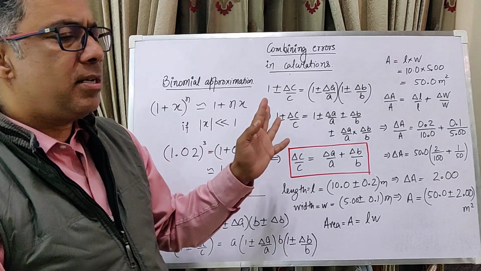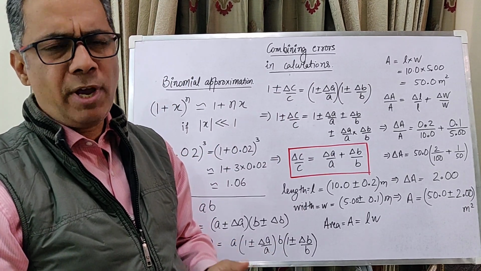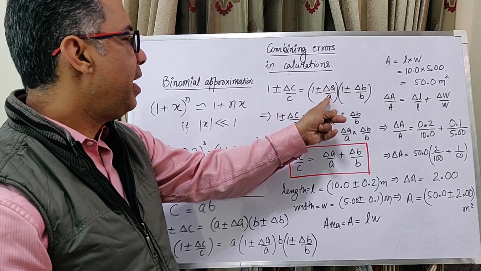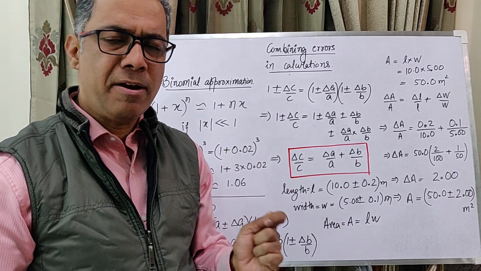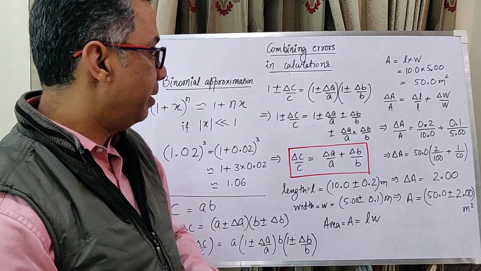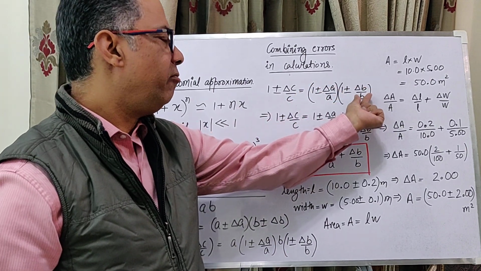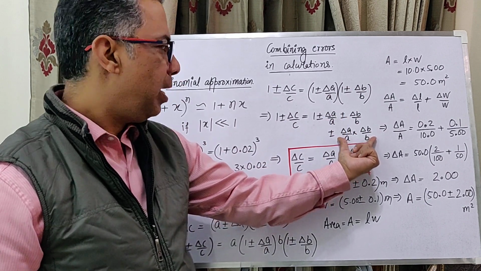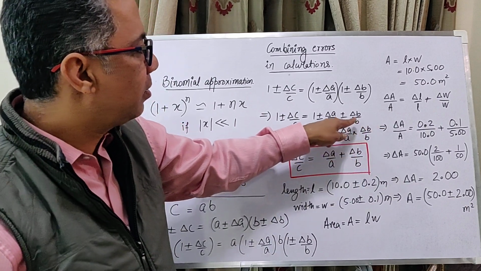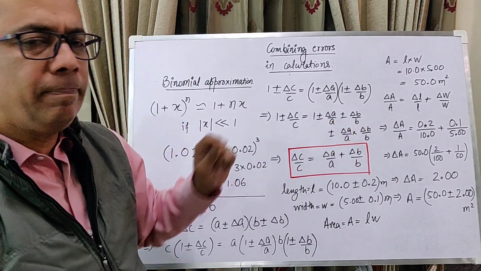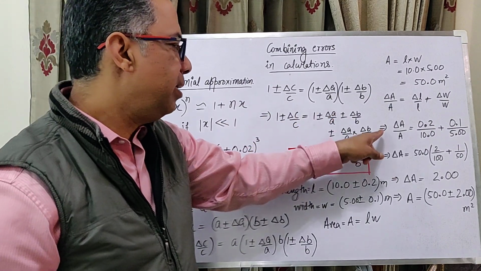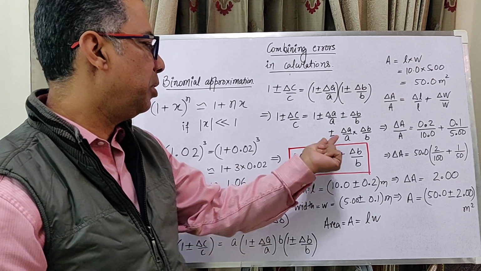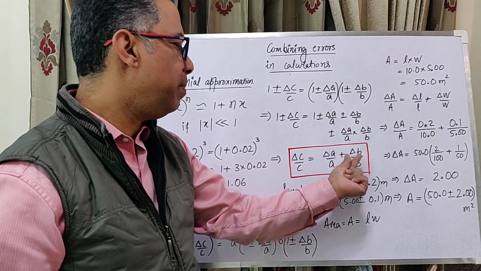Now remember that errors are typically fairly small. These errors are like 1, 2, 3, 4%. And so delta A by A would be of the order of 1 by 100 or at most 1 by 20. So these are small numbers. And when we multiply very small numbers, the resulting number is very, very small. And so in this calculation, this quantity here can be easily neglected. So we neglect this and cancel 1 on each side of the equation, and we get delta C by C equals delta A by A plus delta B by B.